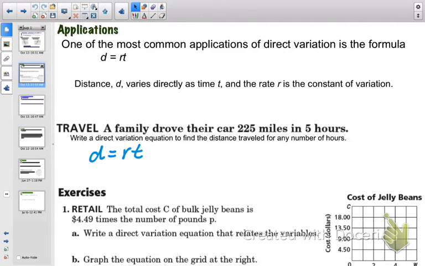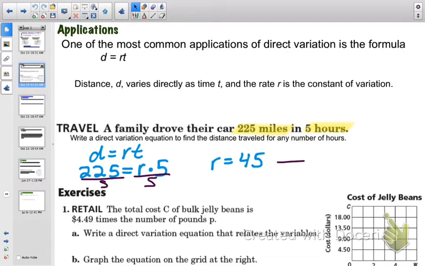So I'm going to rewrite my equation and fill in what I know. I know 225 is the distance. I know that their time was 5 hours, but I don't know their rate. So I'm going to have that equal to rate times that 5 hours. I knew distance, I knew time, I just don't know rate. In order to solve that equation, I'm going to need to divide both sides by 5, and then I get r is equal to 45. So distance is equal to 45 times time, or 45 miles per hour.